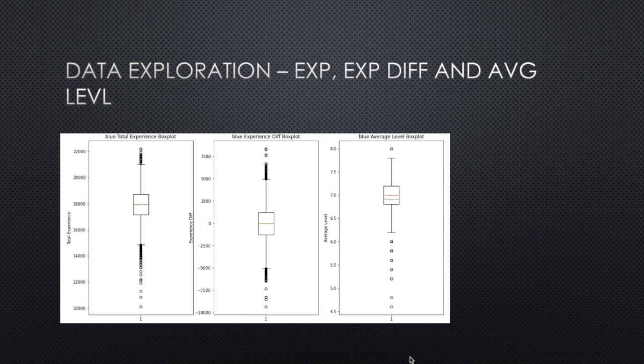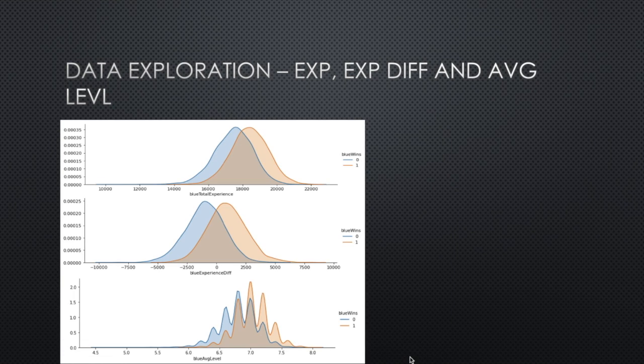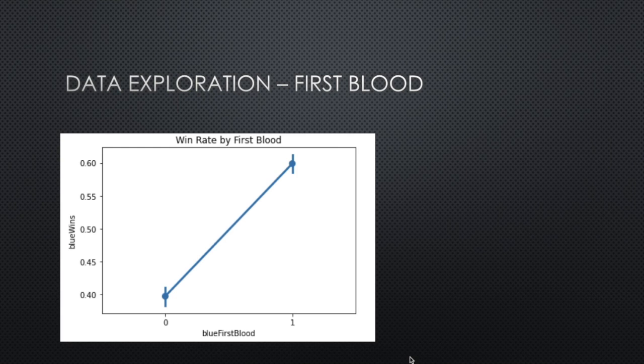Next, we'll look at the distribution of total experience, experience difference, and average level. This is the box plot. This plot is very similar to the one that I showed you earlier. So total gold and total experience follow very similar patterns. As we mentioned earlier, if you can get the first kill in the first 10 minutes, it gives you a decent win rate of 60%.